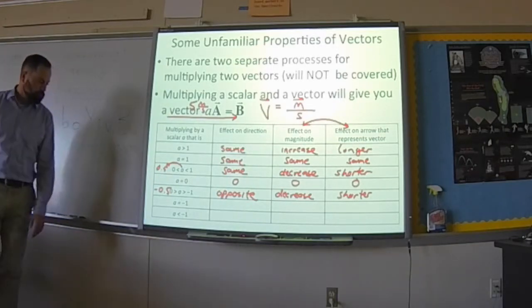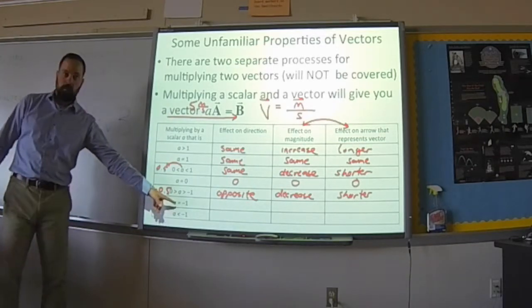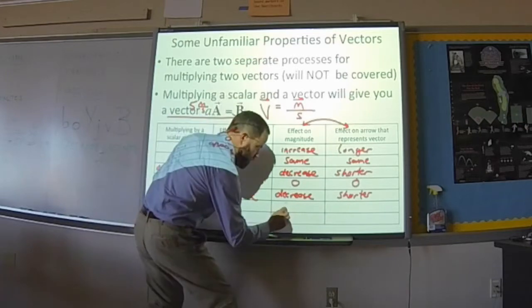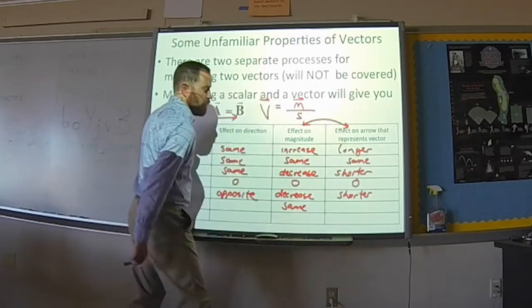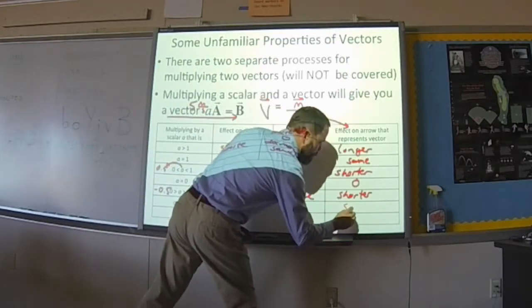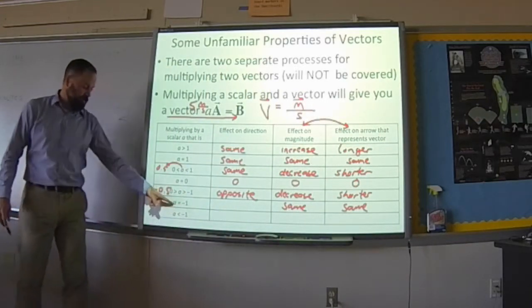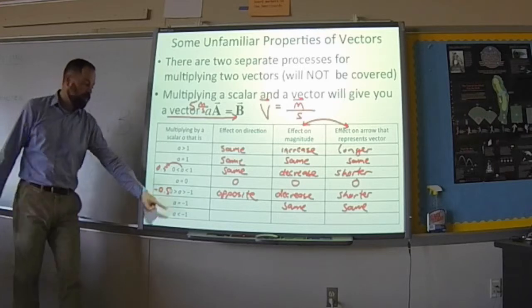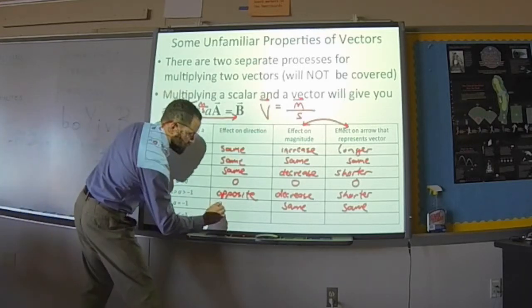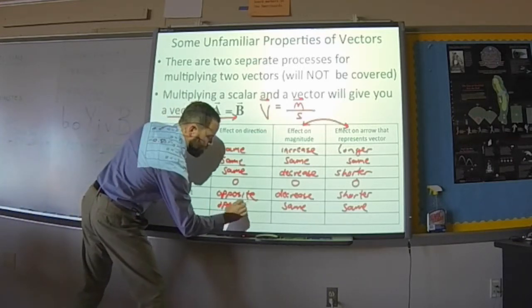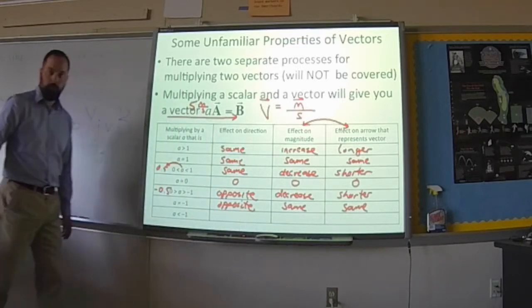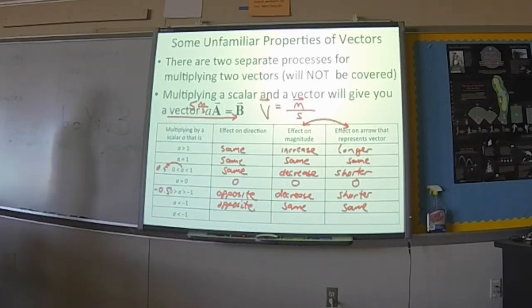Okay. Multiply anything by -1. Well, you're going to have the same magnitude and therefore the same length. But if you multiply any vector by a scalar that is -1, it's going to be the opposite direction. Time can't be negative, but other scalars can.